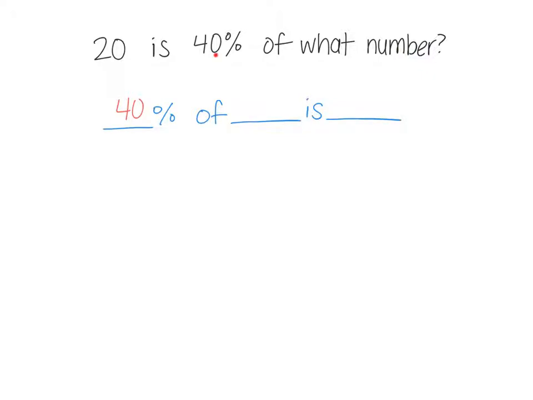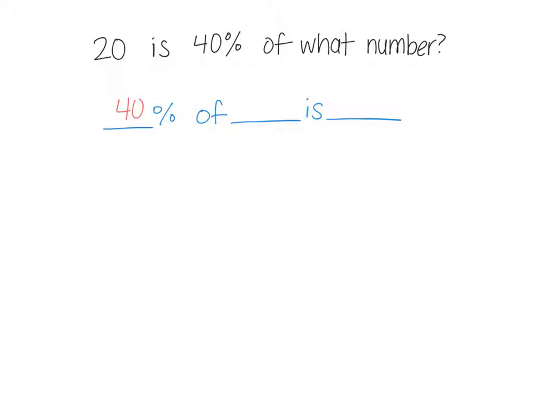It says 40% of what number? So I don't think I know what I'm finding 40% of. Notice how I didn't write 20 here. It does not say in the problem 40% of 20. If you put a 20 there, that would be wrong. We're not finding 40% of 20. So I think I'm going to leave that blank for now.